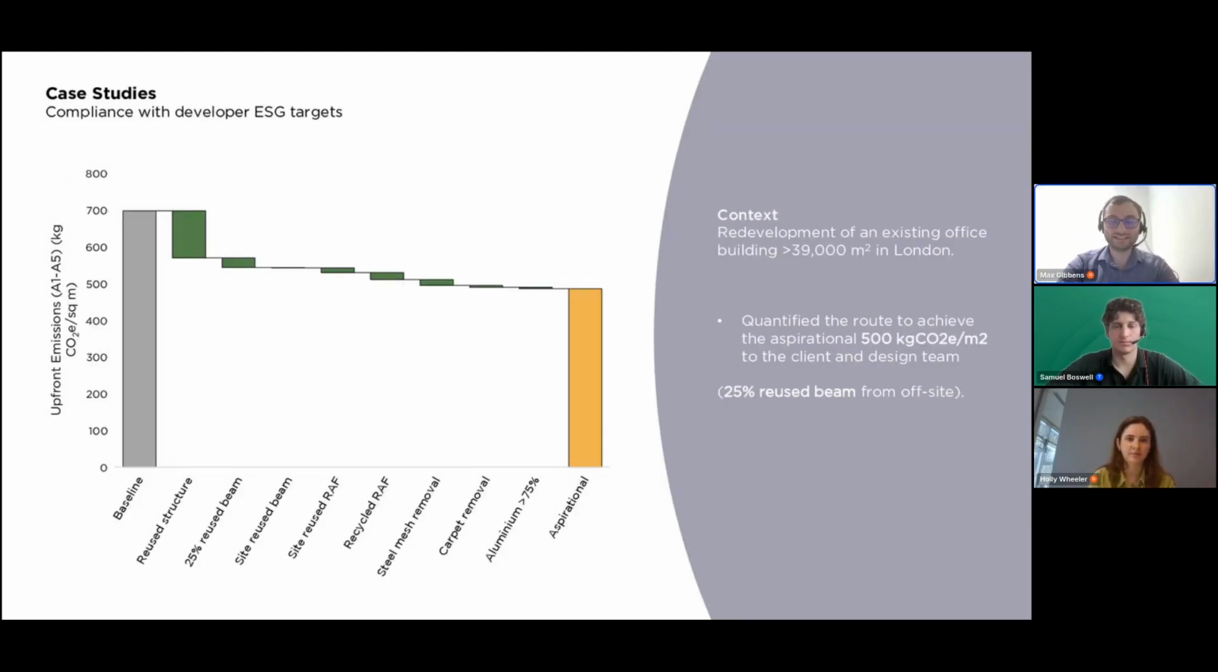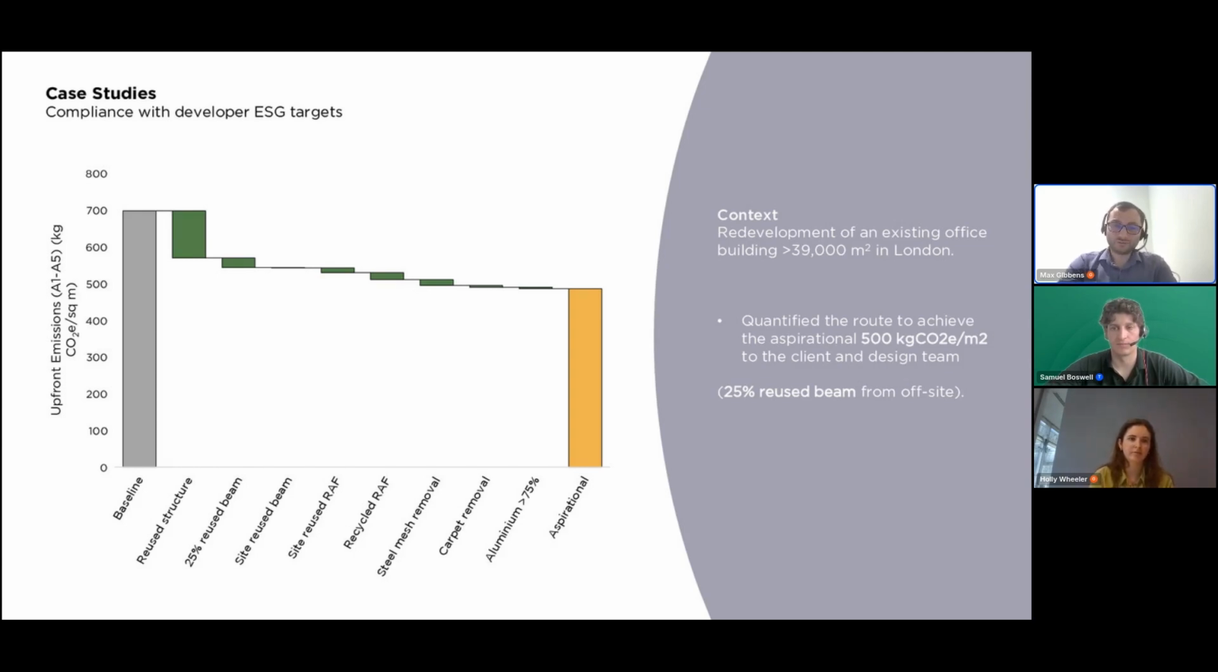Here's another study. This is an office building in London, and there was an internal ESG target to try and get around that 500 kilos of CO2 per square meter. With the optioneering, we were able to identify the baseline first, using those big ticket items like your concretes and steels, what you would expect most of your carbon to come from. Then we were able to show that if you retain some of the structure, you've got a real saving of your CO2 per square meter.